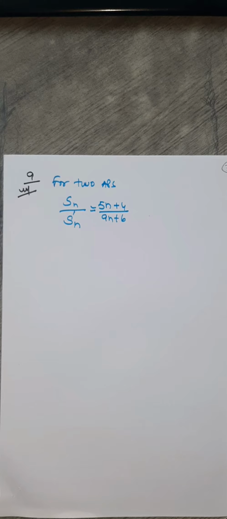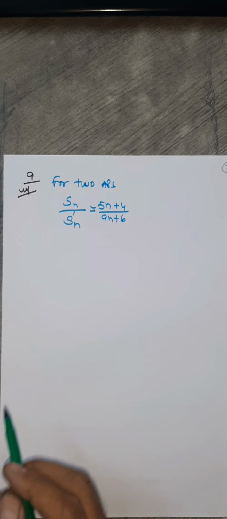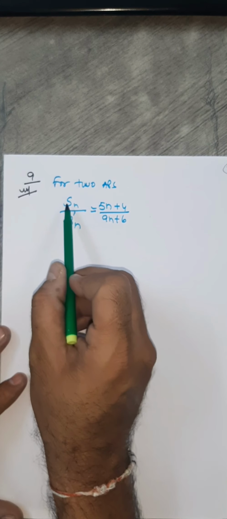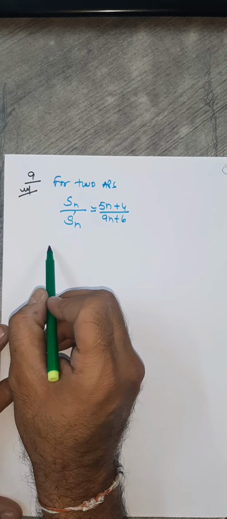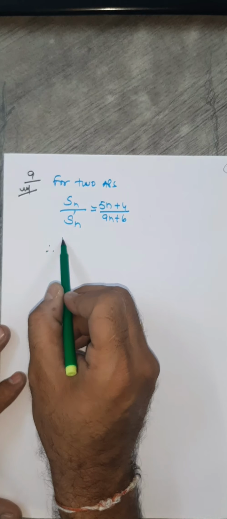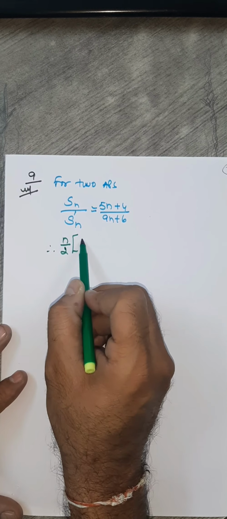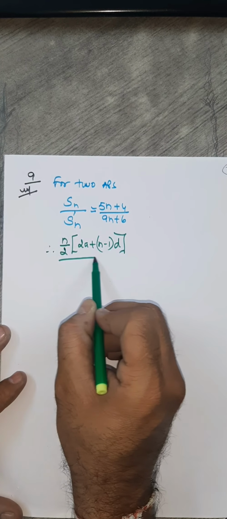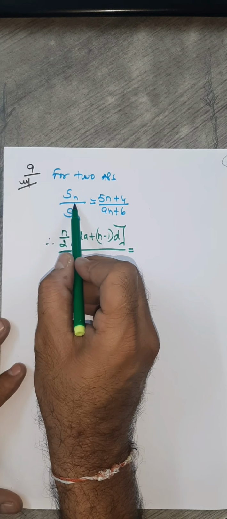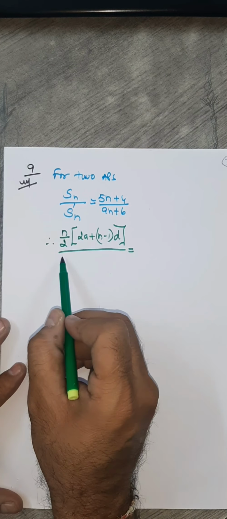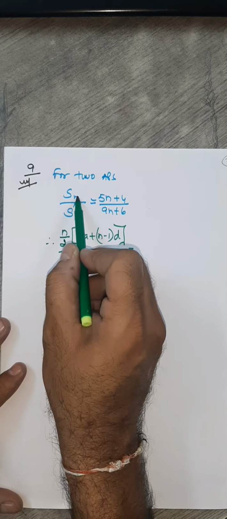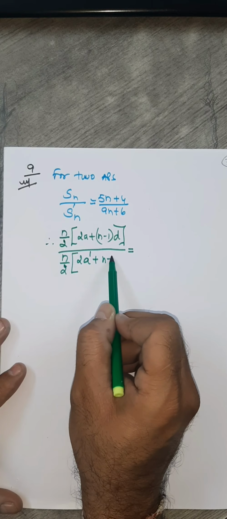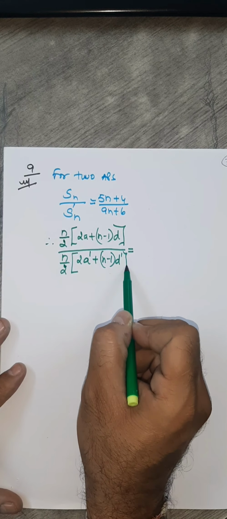Fine. For two arithmetic progressions, what is given to us? Ratio of sum of the n terms. One I call Sn, the other one I'll call S dash. Now write the formula for Sn for n terms. N by 2, we know, 2a plus n minus 1 into d. Now this is another progression, so first term and common difference need not be the same. Number of terms is n, remember, so n remains the same. Here we write n by 2 into 2a dash plus n minus 1 into d dash, right?